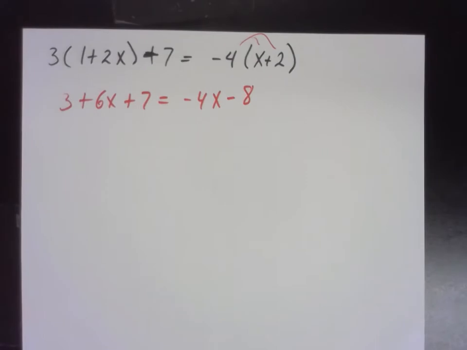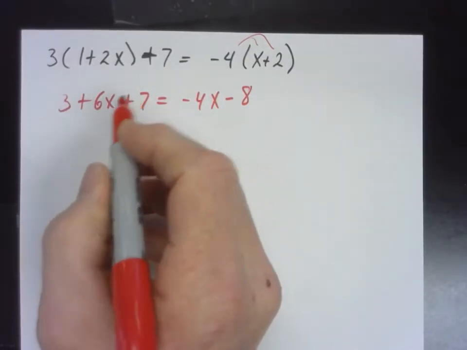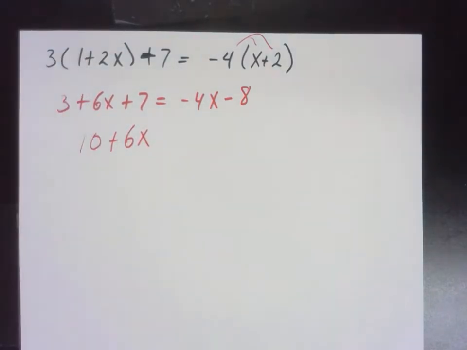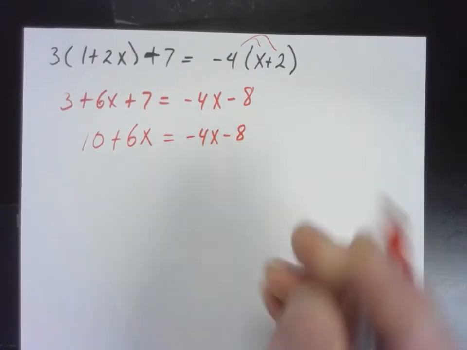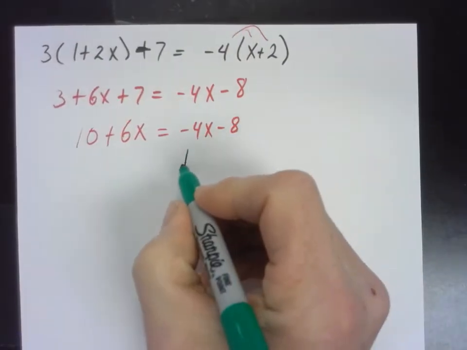Okay? All right. Nikai, what do I do next? Combine like terms. So I think we're going to put the 3 and the 7 together, aren't we? So that's 10. So that's just a simpler way to write 3 plus 7. Okay, think about what you want to do next. Add 4x. I can do that. I can add 4x to both sides.